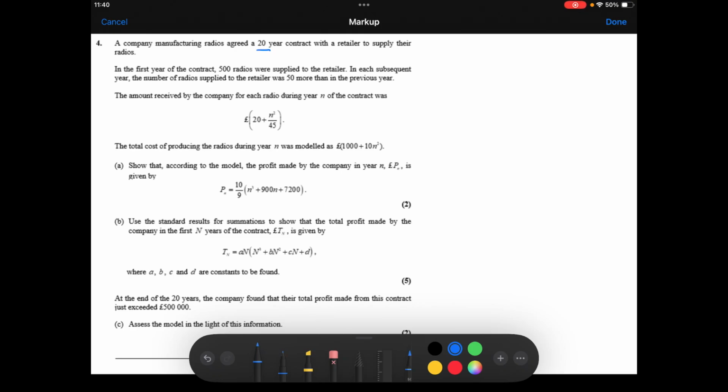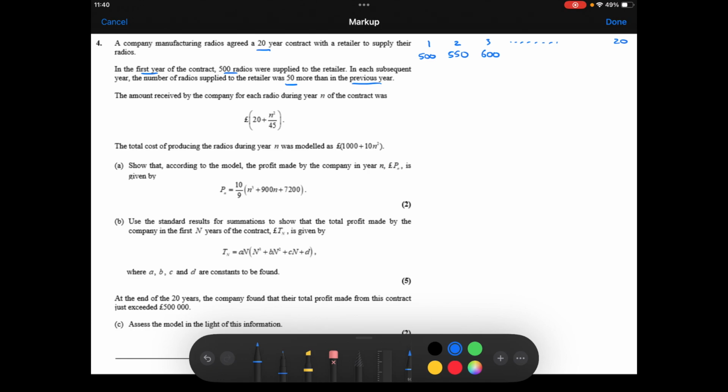to supply their radios. In the first year of the contract, 500 radios were supplied to the retailer. In each subsequent year, the number of radios supplied to the retailer was 50 more than in the previous year. Right, let me just write down this sequence. So in the first year there were 500. In the second year there was 50 more than that. In the third year there was 50 more than that, and so on, up to 20 years.